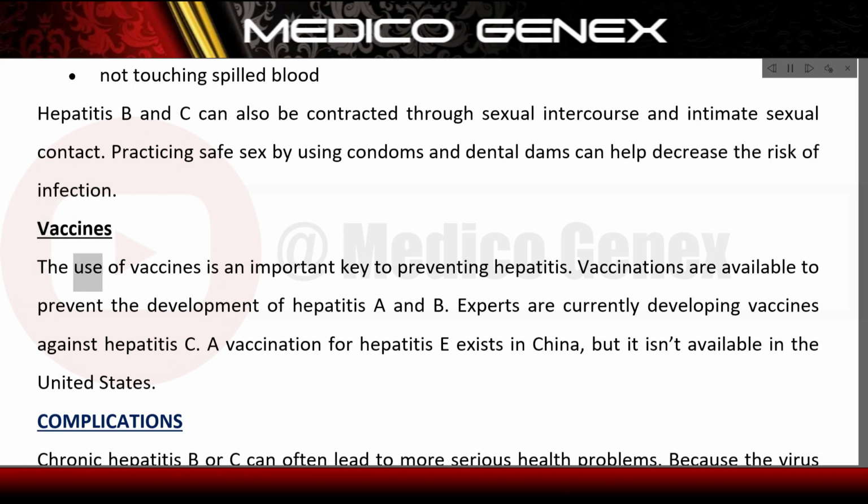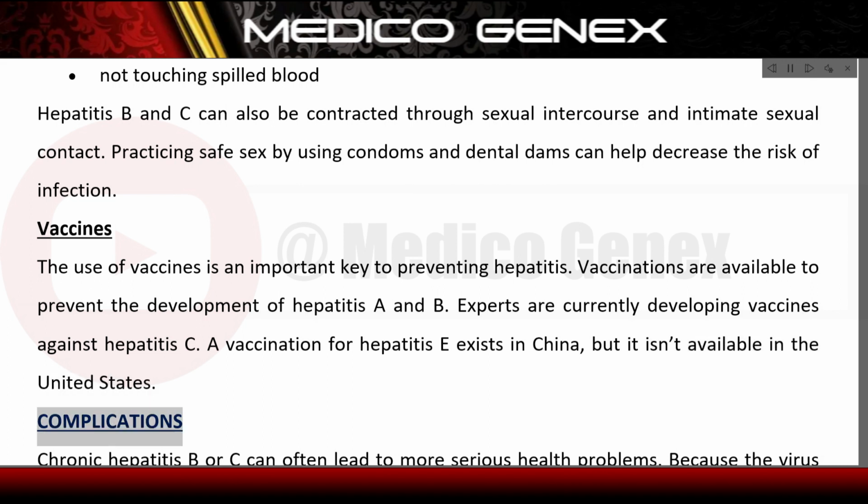Vaccines. The use of vaccines is an important key to preventing hepatitis. Vaccinations are available to prevent the development of hepatitis A and B. Experts are currently developing vaccines against hepatitis C. A vaccination for hepatitis E exists in China, but it isn't available in the United States.